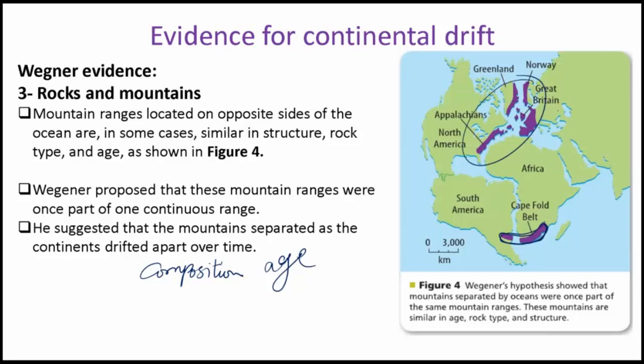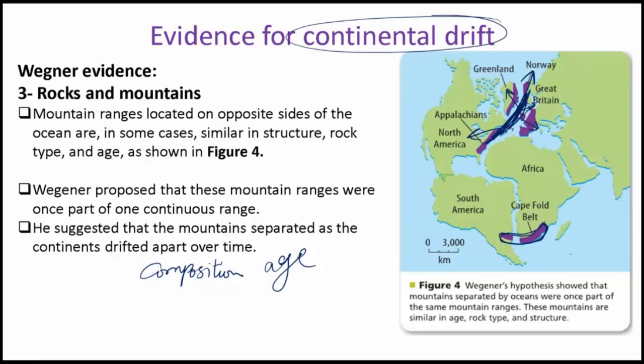Also in the north here, the other mountain ranges found in the Scandinavian part, in Greenland, on the east coast of America, in the west part of Europe, and on some islands in between, all of them have the same age and the same composition. So he claimed that they belong to the same mountain range. In the past, he said it was a continuous mountain range, but it split into different parts. So these are the three evidences that Alfred Wegener used to prove his hypothesis, which we call continental drift.